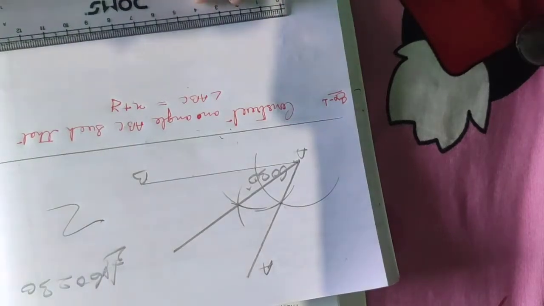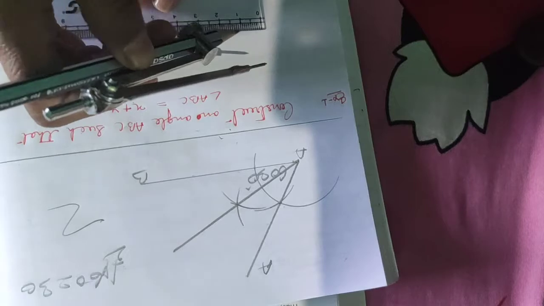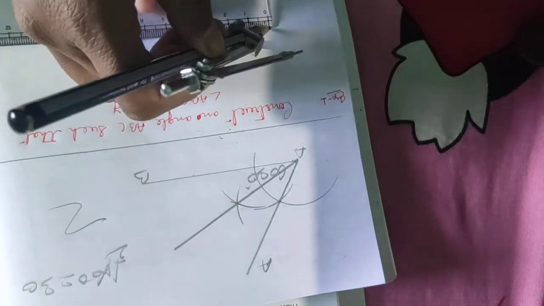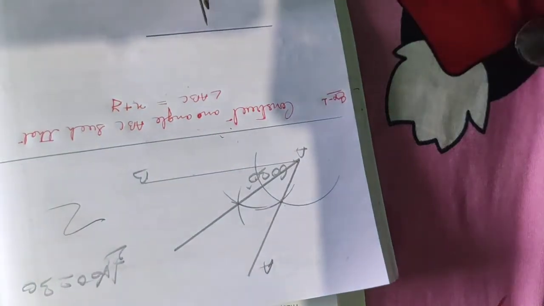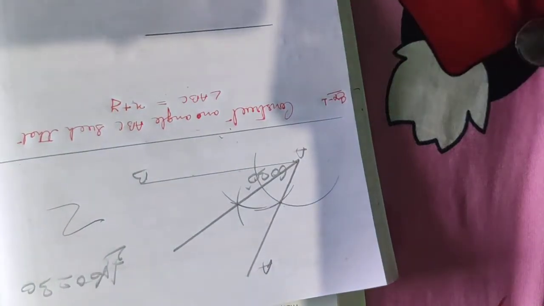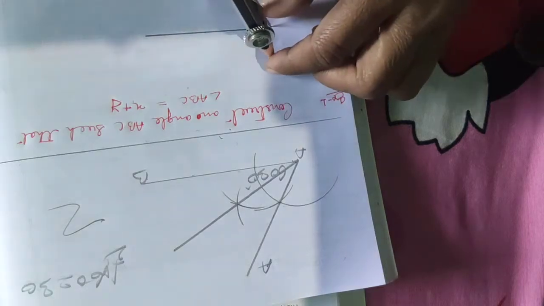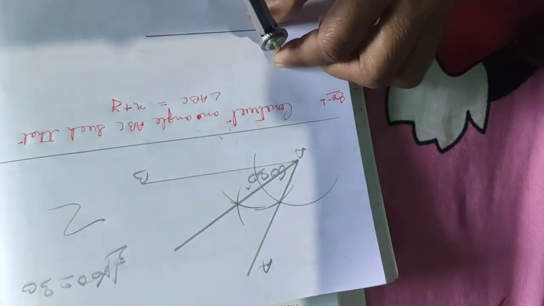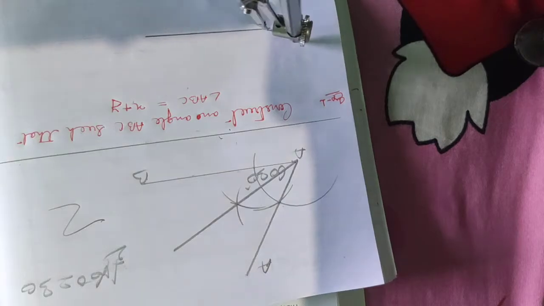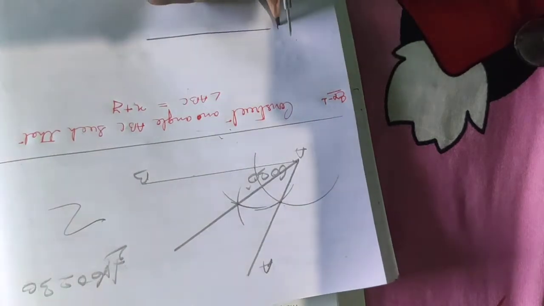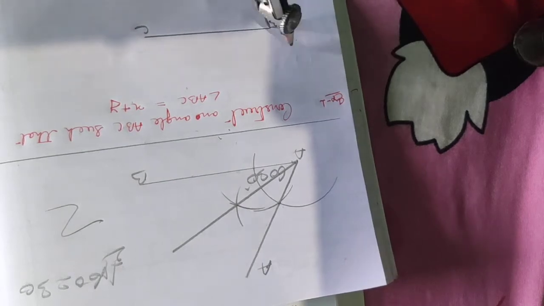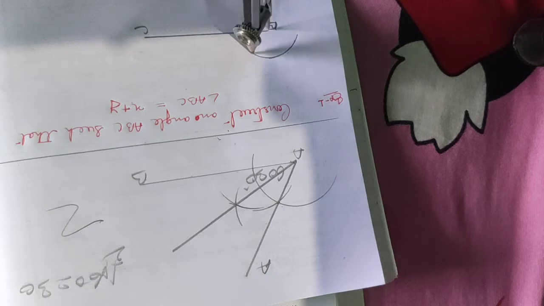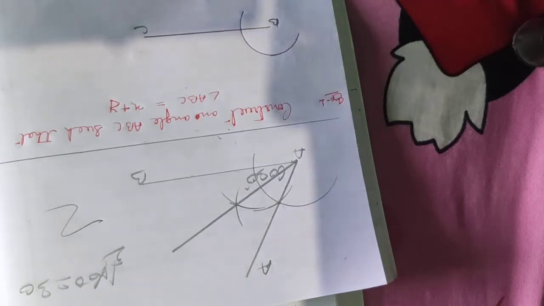First of all, take a line segment with any measurement. Suppose I have taken 6 centimeters here. Then take a radius according to your convenience. I have written here B and C, BC, AB, whatever you want to take, you can write. Now draw an arc. First of all, draw a line segment BC of any suitable length.